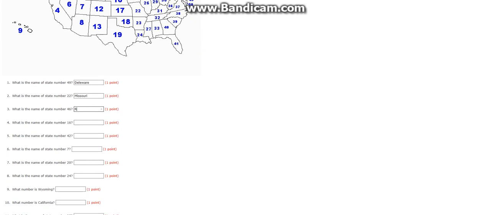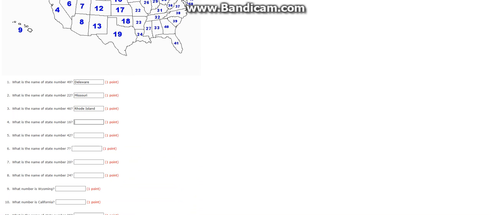Is that Rhode Island? Ooh, that's a toughie. No. This right here is the state we're looking at, the blue. Yeah, it's Rhode Island. Okay. I'm not dumb. Rhode Island. Number 16. Good old state 16.